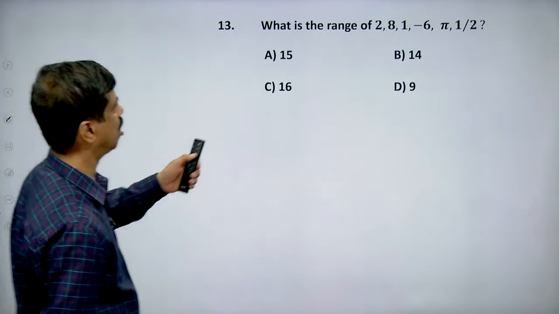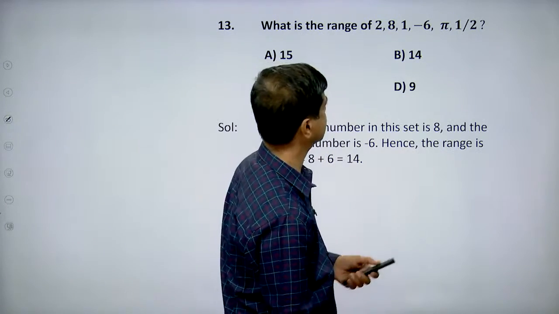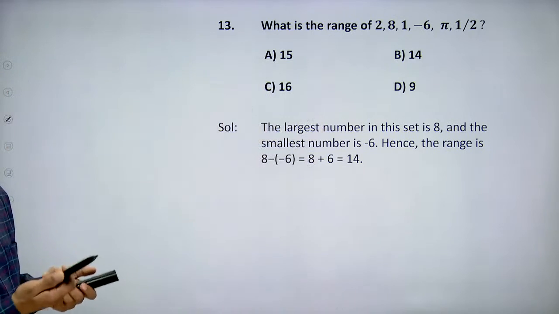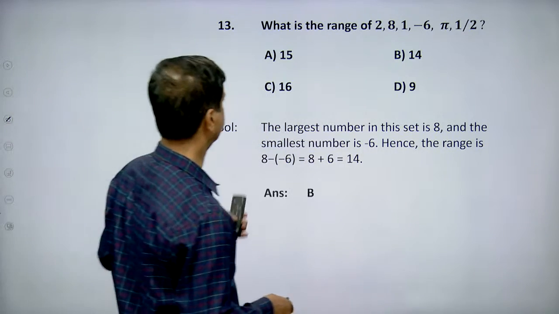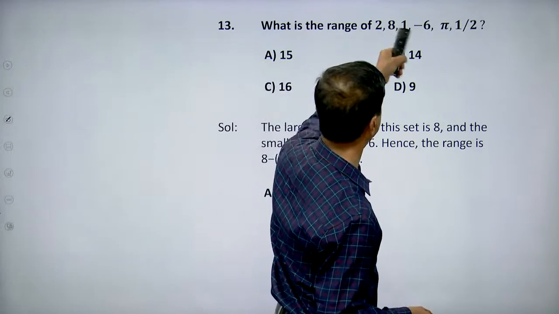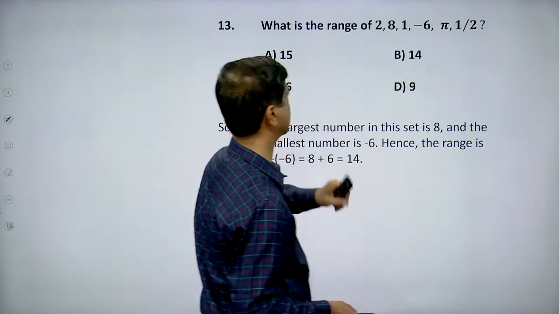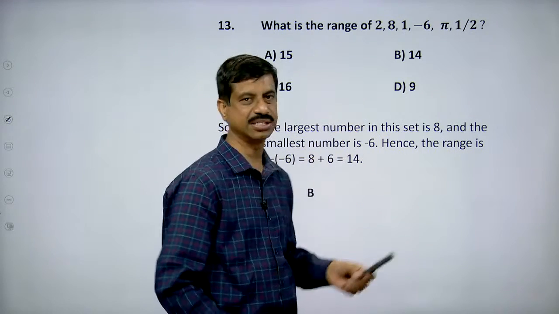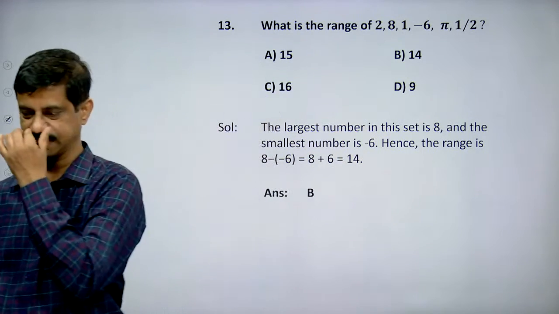What is the range of 2, 8, 1, minus 6, pi and 1 by 2? Range is nothing but highest minus least. That is range, children. Okay. So now if you look at this, what is highest? 8 and least is minus 6. Range is nothing but highest minus least. So 8 minus of minus 6, which is 14. Please note it fast, quick.